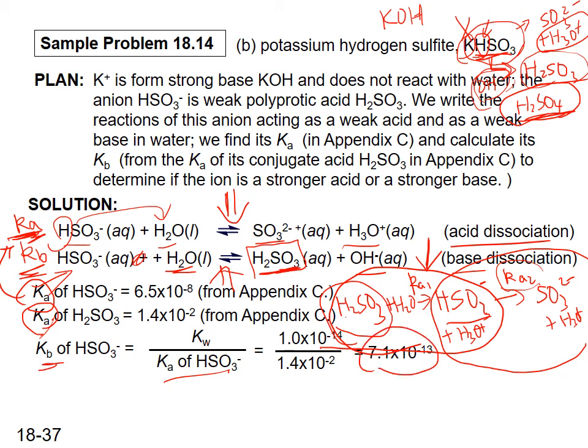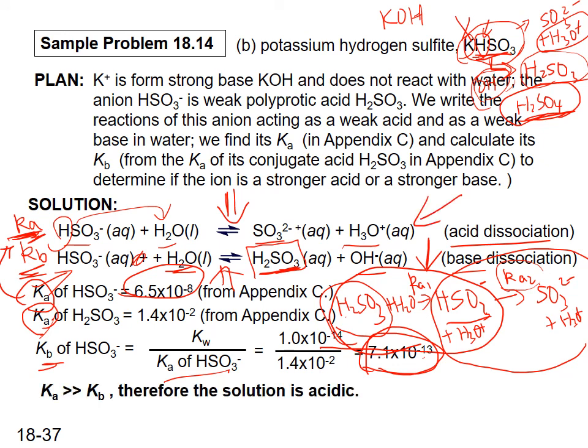So now you have the first reaction acid constant and the second reaction base constant, and you can see the acid constant is 10 to the minus 8, much greater than the base constant. That means the first reaction dominates, and so the solution is acidic.